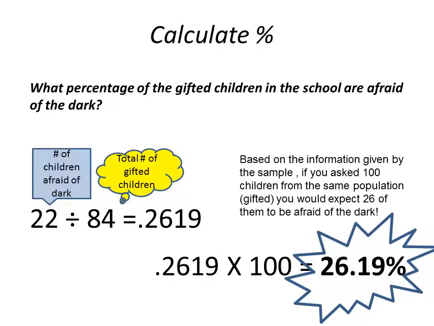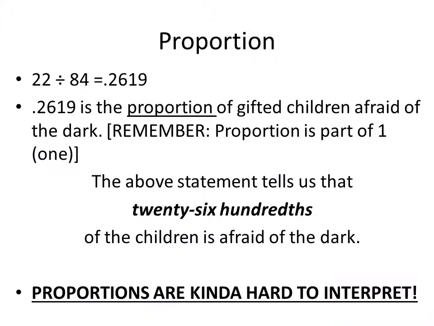Being afraid of the dark, in the same population of gifted children, you would expect 22 of them to be afraid of the dark. So now 22 divided by 84 yields a proportion, 0.2619. 0.2619 is the proportion of gifted children afraid of the dark, and a proportion is a part of 1.